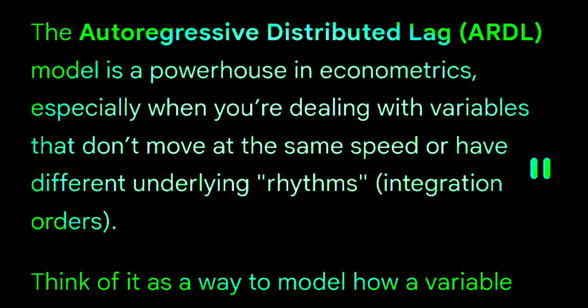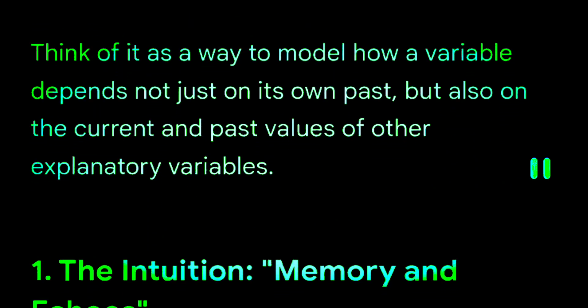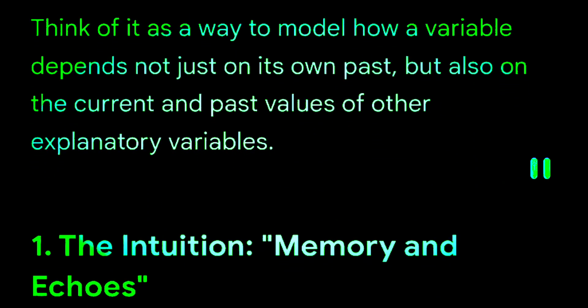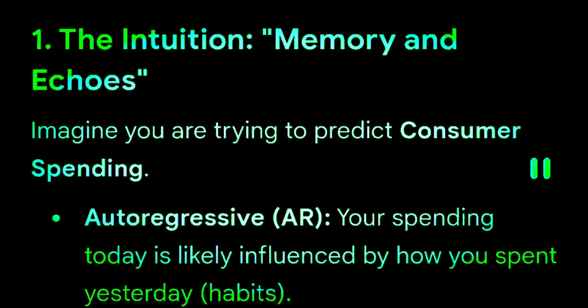The autoregressive distributed lag (ARDL) model is a powerhouse in econometrics, especially when you're dealing with variables that don't move at the same speed or have different underlying rhythms, integration orders. Think of it as a way to model how a variable depends not just on its own past, but also on the current and past values of other explanatory variables. 1. The intuition: memory and echoes.